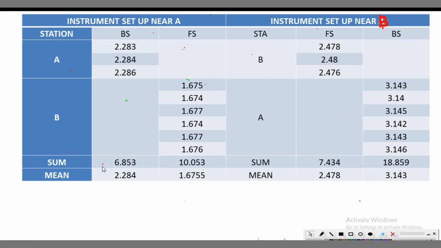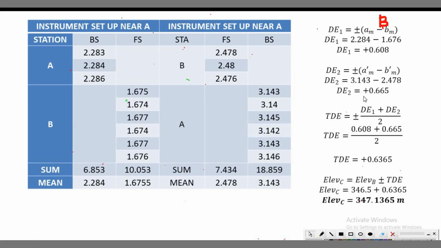After na nakuha natin yung sum and mean of all the backsights and foresights, pwede na natin gamitin yung mga formula na present ko kanina. So, how are we going to use the formula? For DE1, that is equal to plus or minus. Bakit itong plus or minus? Depende kasi kung ano yung magiging result ng ating difference.